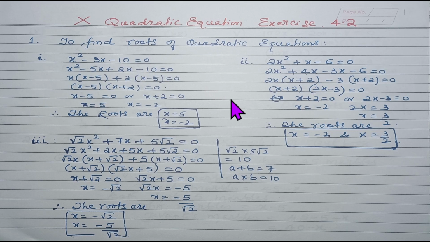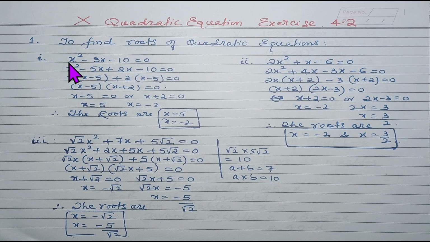Now to find the roots of a quadratic equation, we have got different methods. We have the middle term splitting method, the identity method, the quadratic formula method, and also the completing the squares method. In the present textbook, we observe that only one method is adopted, the middle term splitting method, and that is what I am going to adopt here.